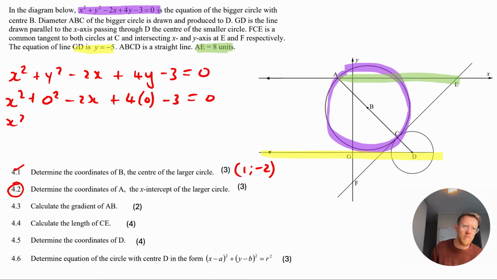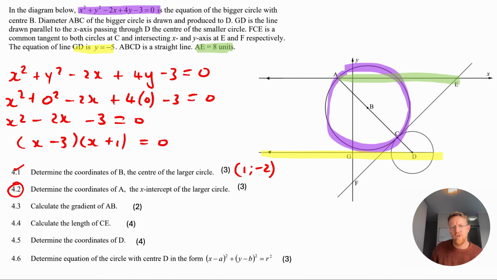So you're going to end up with x squared minus 2x minus 3. You can factorize that, or you could use the quadratic formula if you wanted to. And so you should end up with x equals 3 or x equals negative 1. So it makes sense that it has two x-intercepts. It's got one over there, and then it's got another x-intercept over there. And so these numbers do make sense. So specifically though, the coordinates of A would be negative 1 and 0.